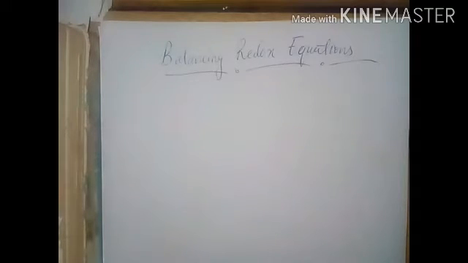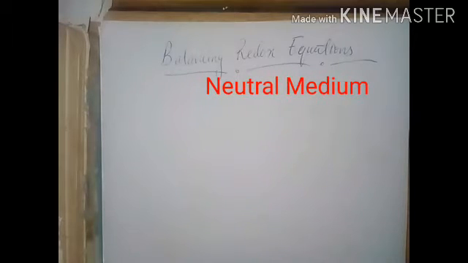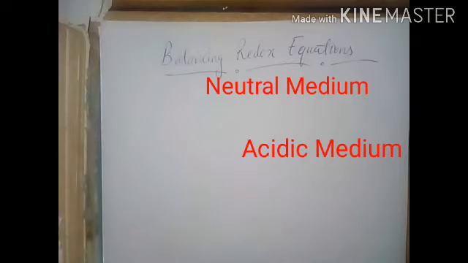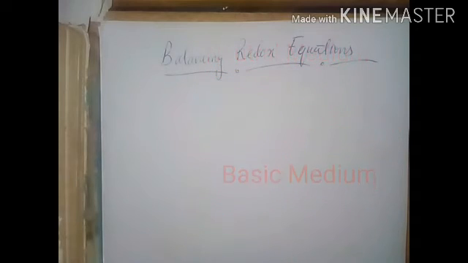We know that some redox reactions take place in different types of medium. The reaction can take place in a neutral medium, or in an acidic medium or a basic medium. So in balancing a redox equation, it is very important to know which medium the reaction is taking place in.